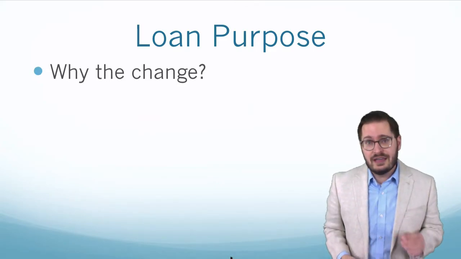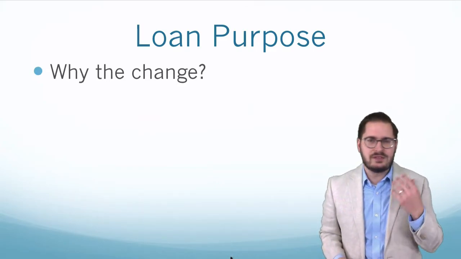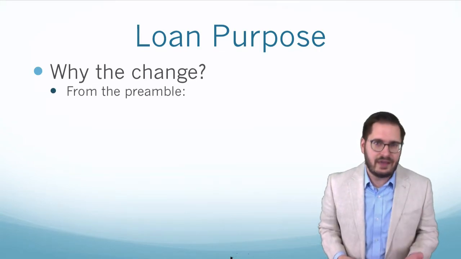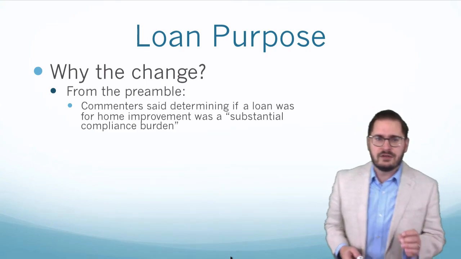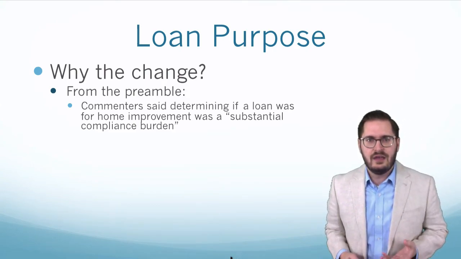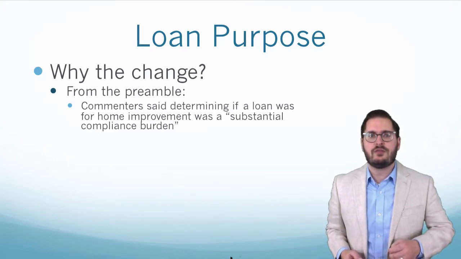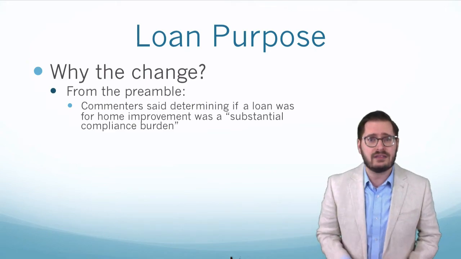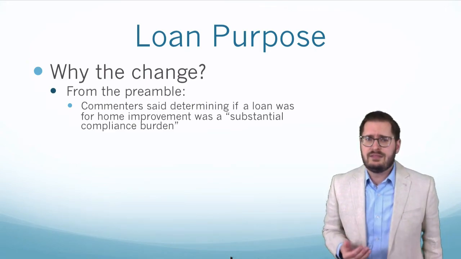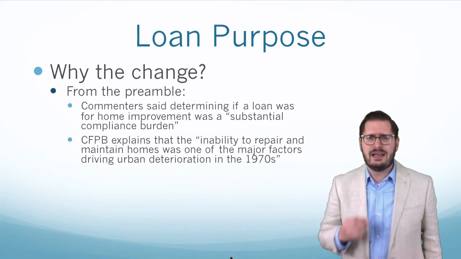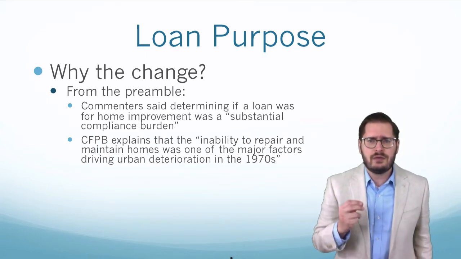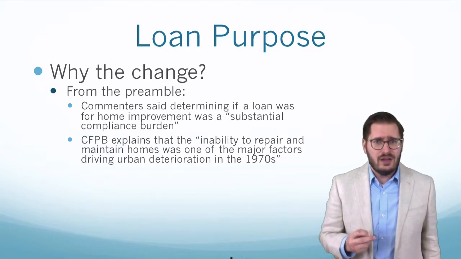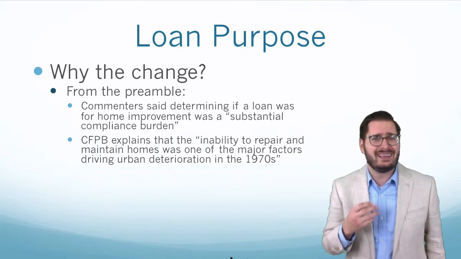Now, the question then is, why did they change this? And again, it wasn't to blow your mind or give you a headache. The preamble explains this pretty well. This is just a fun fact to know, but the commenters in the HMDA process said that determining if a loan was for home improvement purposes was actually a, quote, substantial compliance burden. So that's what they said. So the CFPB evaluated this and they explained that the inability to repair and maintain homes was a major factor driving urban deterioration back in the 1970s.